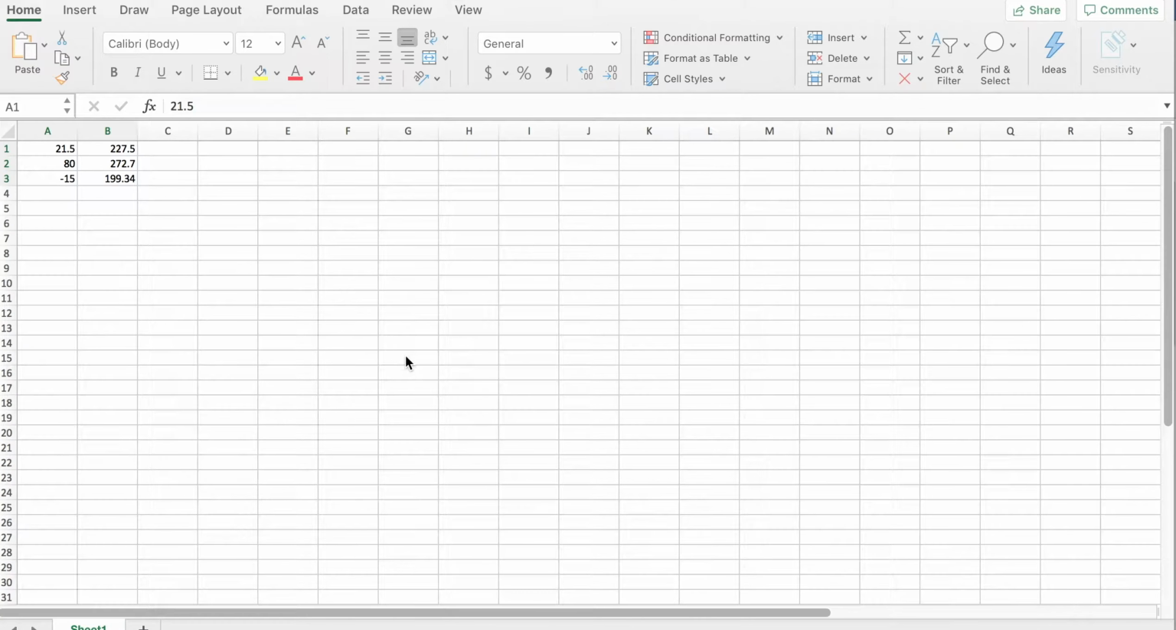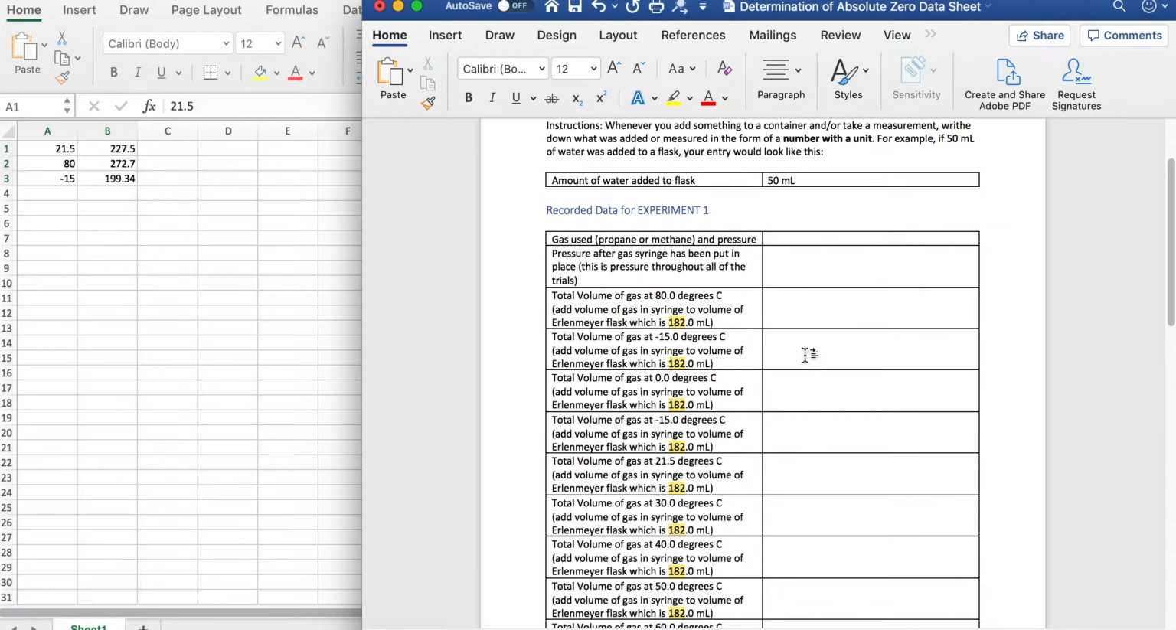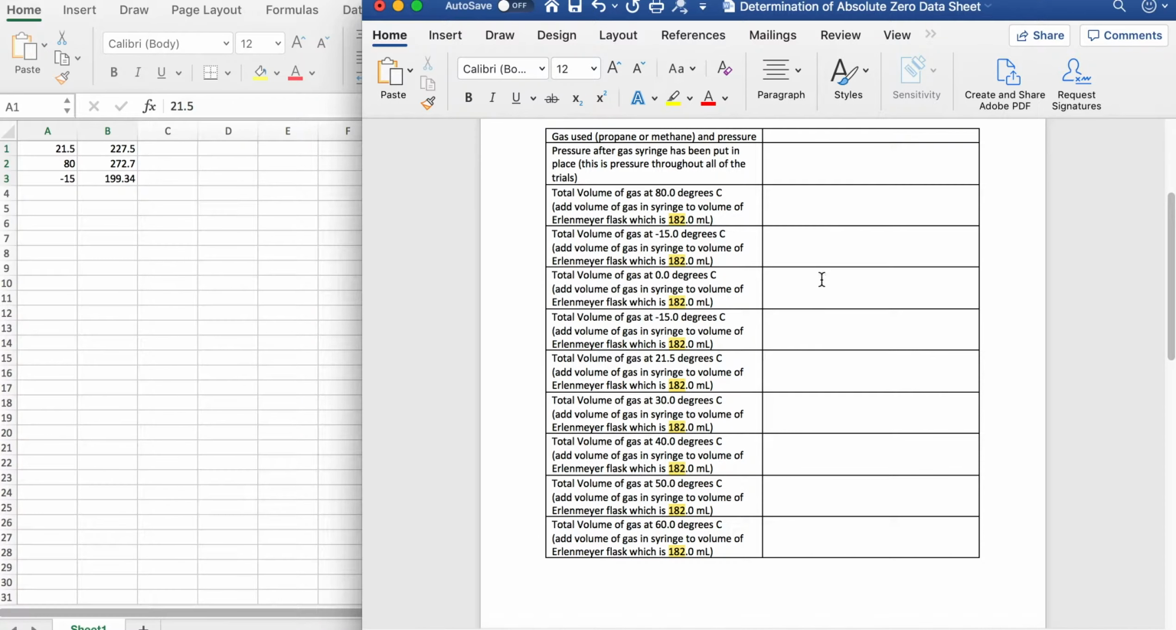To show you how to set up a chart in Excel, we're going to use our data here from our determination of absolute zero. We've got the temperatures down here. They'll be in the A column, those will be the x-axis. These are the volumes, and those will be on the y-axis. Now of course you'll be getting these from the data sheet. This is all the information you would have filled out after you did the lab, and all these volumes here will have the corresponding temperatures at each part. So the temperatures will make up your x-axis and the volumes will make up the y-axis.